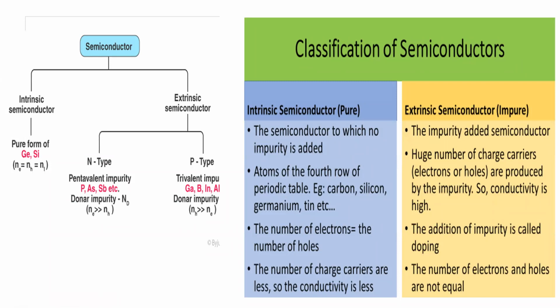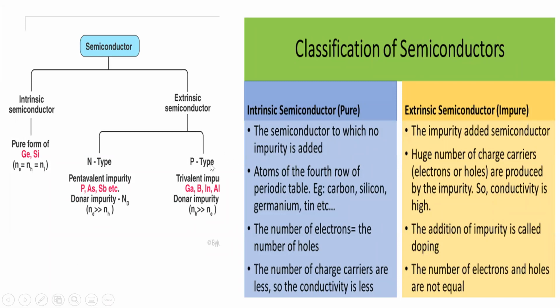So if we are adding such elements, the examples for such atoms are phosphorus, arsenic, antimony. P for phosphorus, As for arsenic, and Sb for antimony. If you are adding such impurities, we get an N-type semiconductor. They are also called donor impurities, and the number of electrons will be much more than the number of holes.